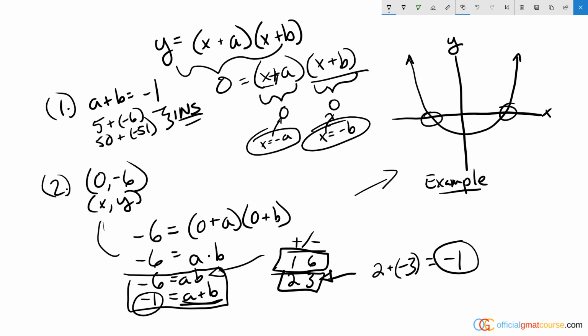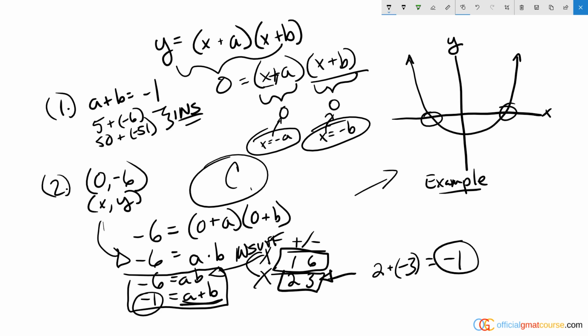But looking at statement 2 on its own with the -6, I had multiple different options, meaning I don't know which it is, and so it's insufficient. So the answer here is C. When taken together, these two pieces of information are sufficient to solve the 2 points at which we hit the x-axis where y equals 0.